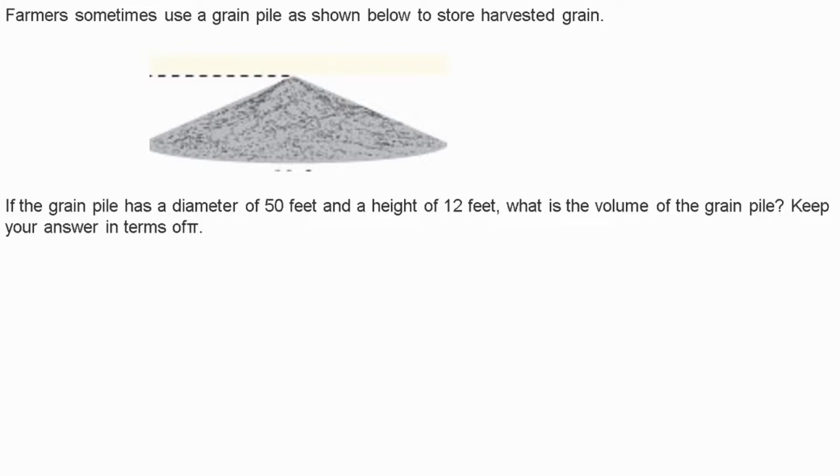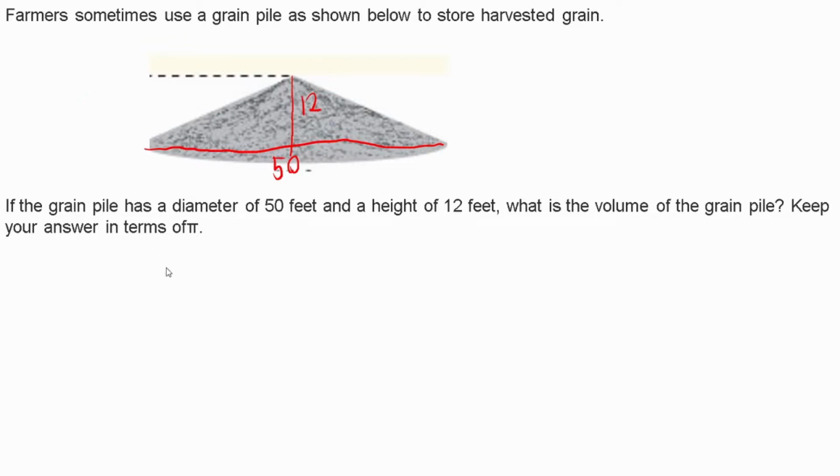It says if the grain pile had a diameter, now remember, diameter goes all the way across the bottom of the circle, of 50 feet, and a height of 12 feet. What is the volume of the grain pile? Keep your answer in terms of pi. So first thing we need to know is the volume of a cone. So what is the volume of a cone, right?